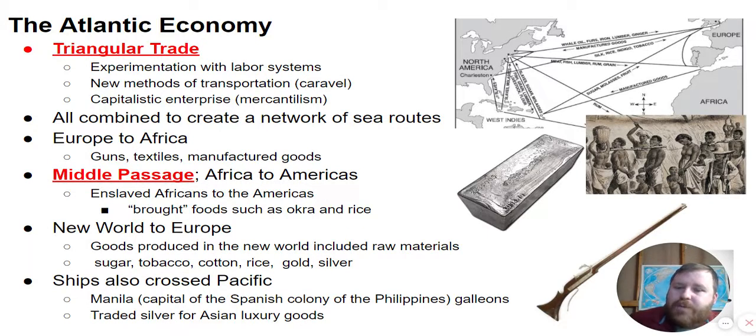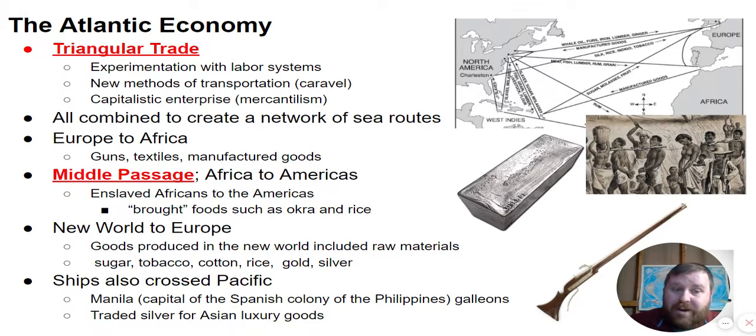Ships also cross the Pacific, taking especially silver to places like Manila, which was the capital of the Spanish colony of the Philippines, and they traded silver for Asian luxury goods there. So it's not just Atlantic trade that's happening. There are ships crossing the Pacific as well. But we read about that in Born with a Silver Spoon, in that article I had you read.